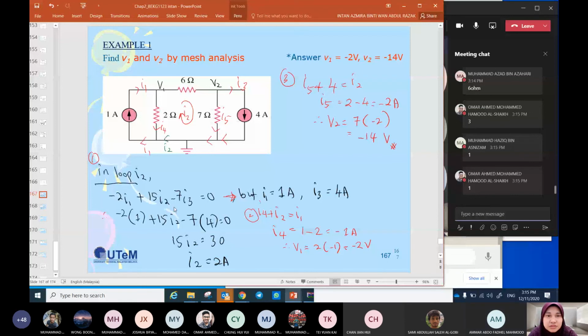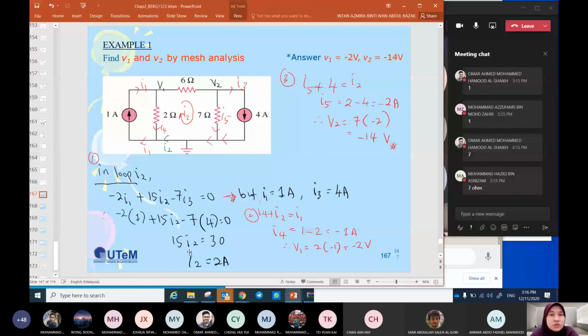Okay, the equation equals 0, but we know that I1 is equal to 1 amp and I3 is equal to 4 amp. So we substitute I1 and I3 in the equation. So minus 2 times 1 plus 15 I2 minus 7 multiplied by 4 equals 0, and we get I2 equal to 2 amp. But the question asks you to find V1 and V2.